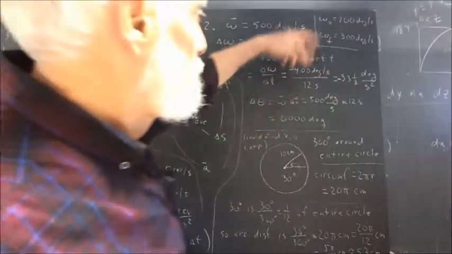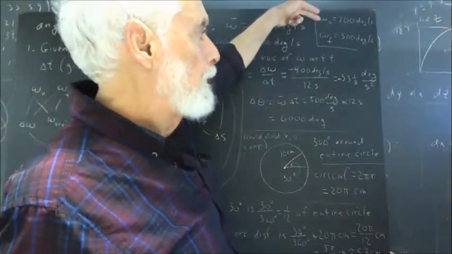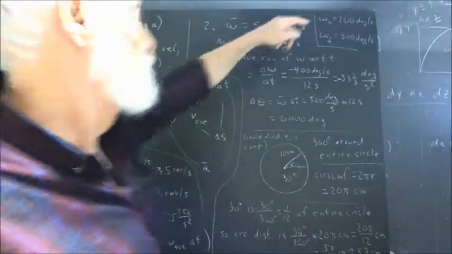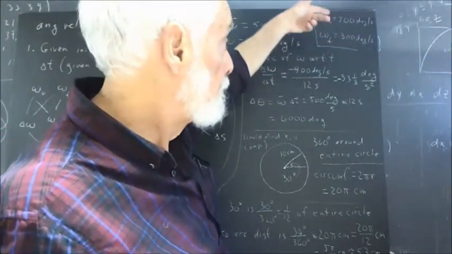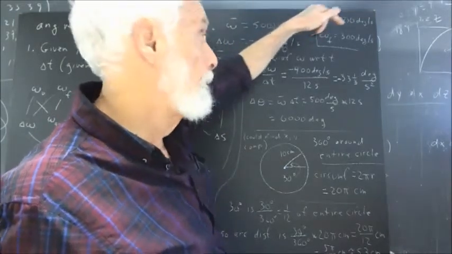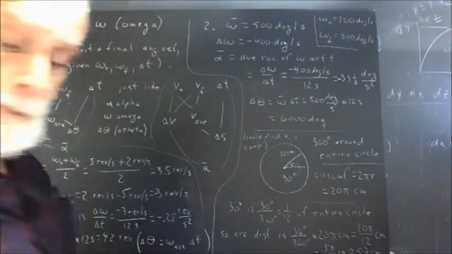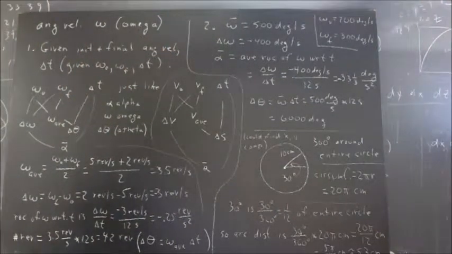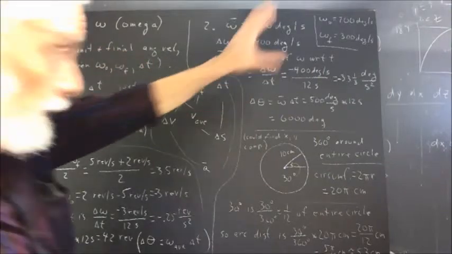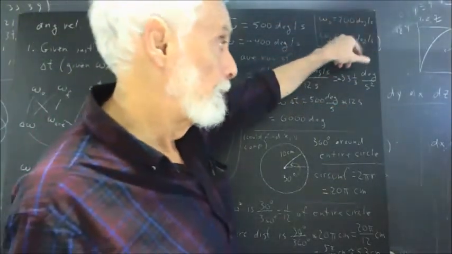Okay, we have a situation now where we have an initial angular velocity of 700 degrees per second, something rotating at 700 degrees per second, and rotating at some later time at 300 degrees per second. So what can we reason out? Well, it's exactly the same situation we have here. It's just that the numbers are different, and now we have degrees per second.